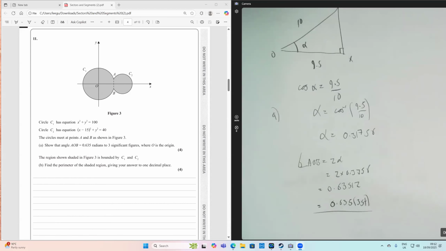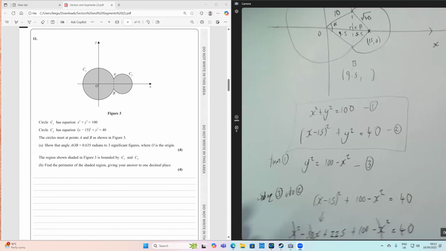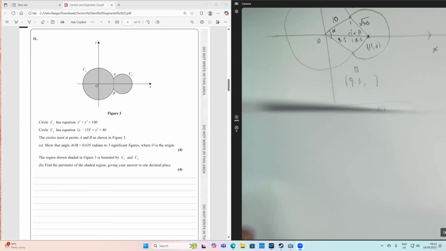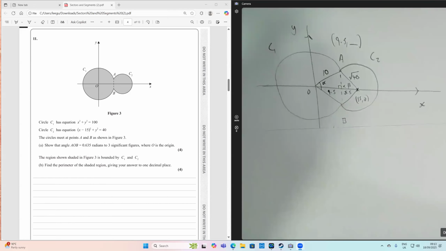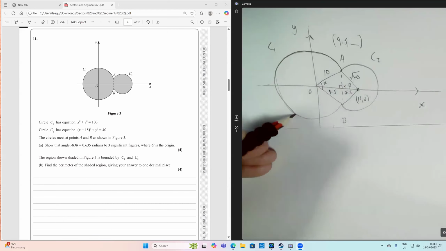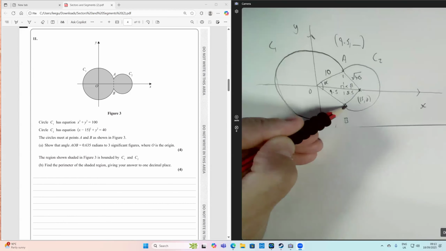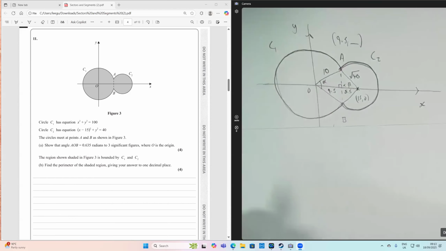Now, part B. The region shaded in figure 3 is bound by C1 and C2. Find the perimeter of the shaded region, giving your answer to 1 decimal place. And this is worth another 4 marks. So what we're after here, I know that sometimes people might struggle to visualize the region in question. We're after this perimeter. So all the way around here and round here like this. So this is what we're after. That bit that I've just gone over in bold.